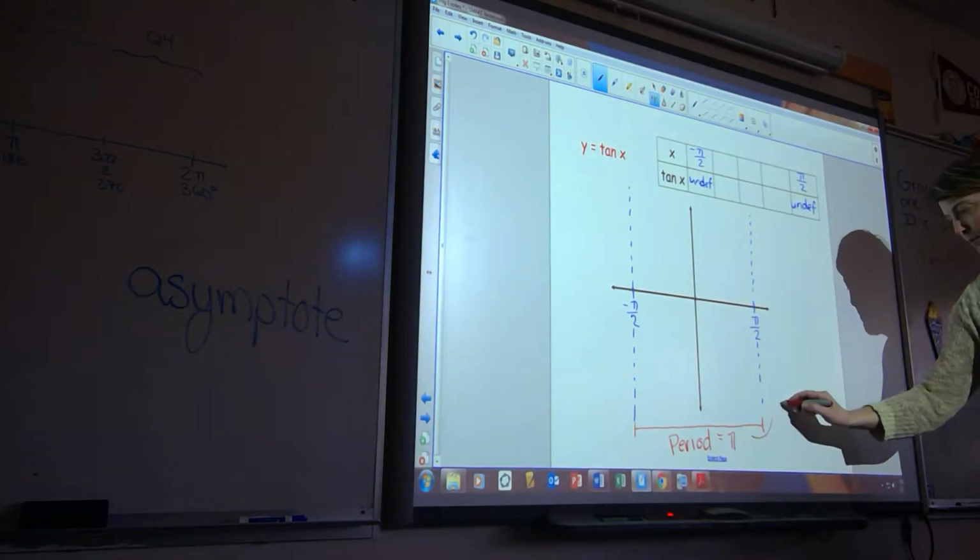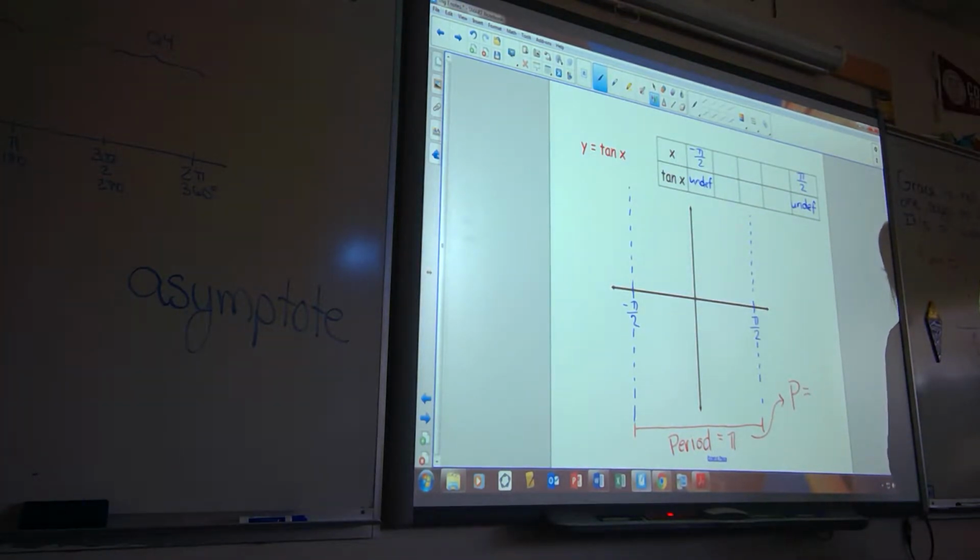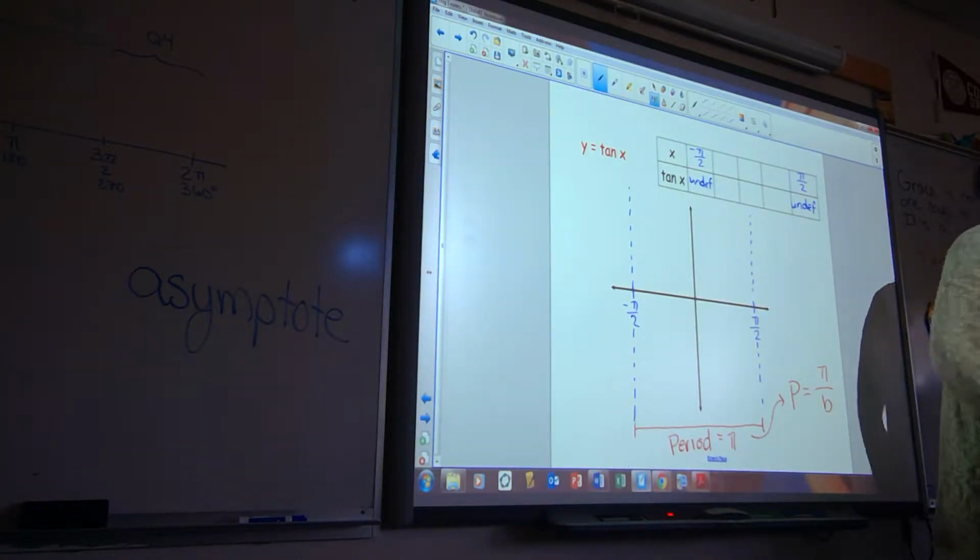So since I'm on that point, remember that equation for figuring out the b value? It's going to change a little bit. It's going to be pi over b, not 2 pi over b.